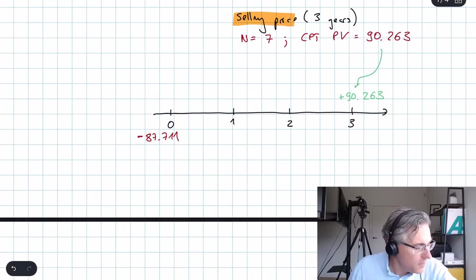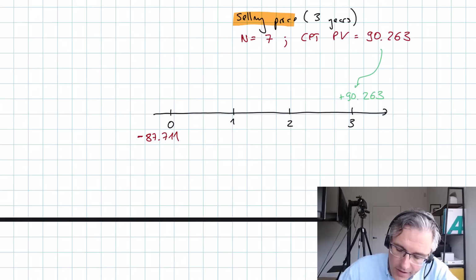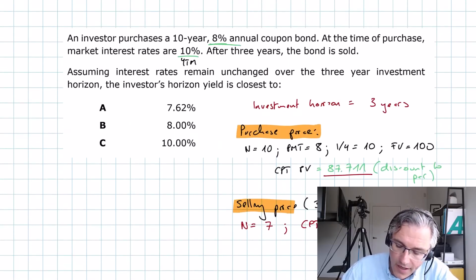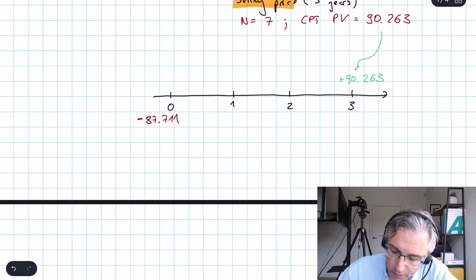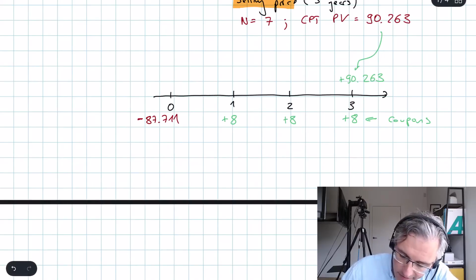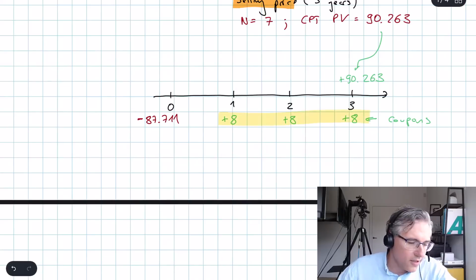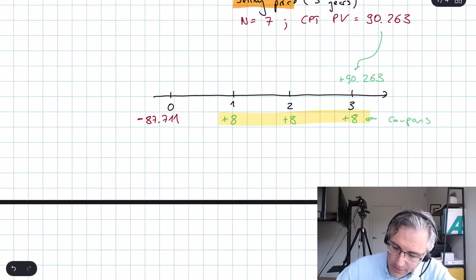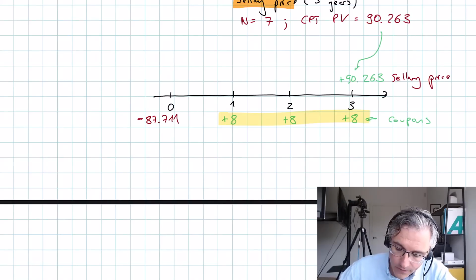And of course, in the meantime, there are these coupon inflows. The bond was supposed to generate an 8% annual coupon per year, so on a 100 par value basis, that gives 8 plus 8 plus 8. These are my coupons over here, of course, in case you later get confused when you look at your notes. And that is, of course, our selling price. Okay, nice and clear. Right.